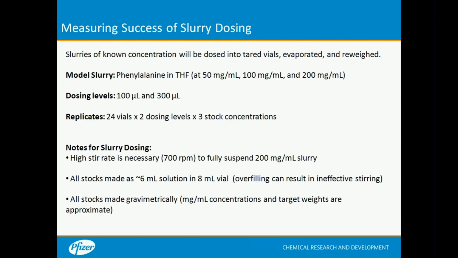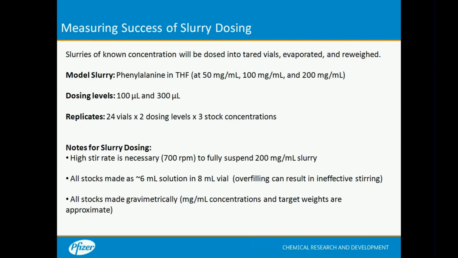The dosing levels in this case were 100 microliters and 300 microliters, and we did 24 replicates at each combination of levels. A few notes for slurry dosing in general. First is a high stir rate is necessary. It's necessary to fully suspend, especially at the 200 mg per mil concentration level. So if you don't have sufficient stirring, you'll get the separation where you see solvent on top.